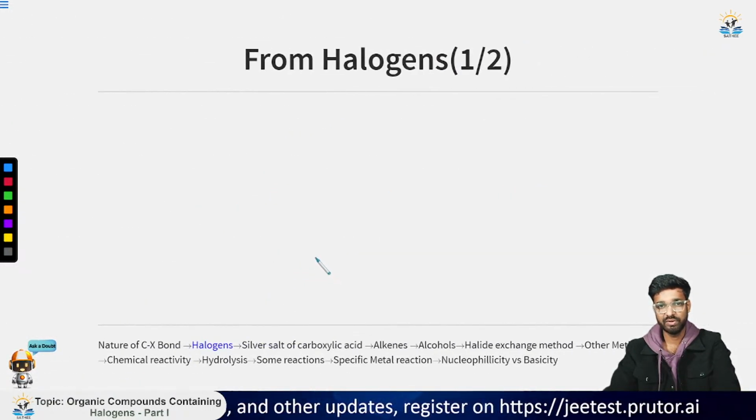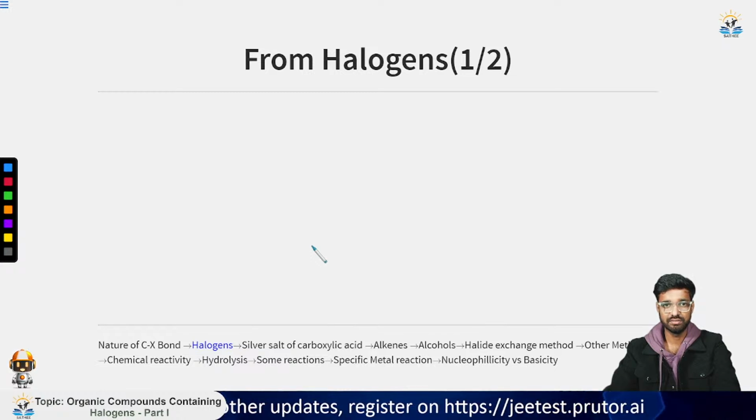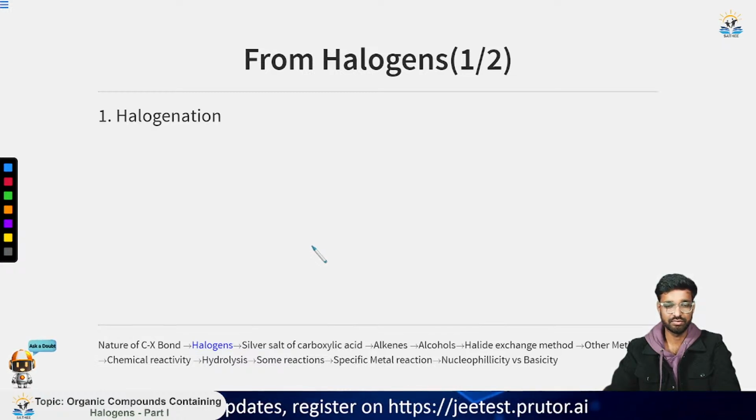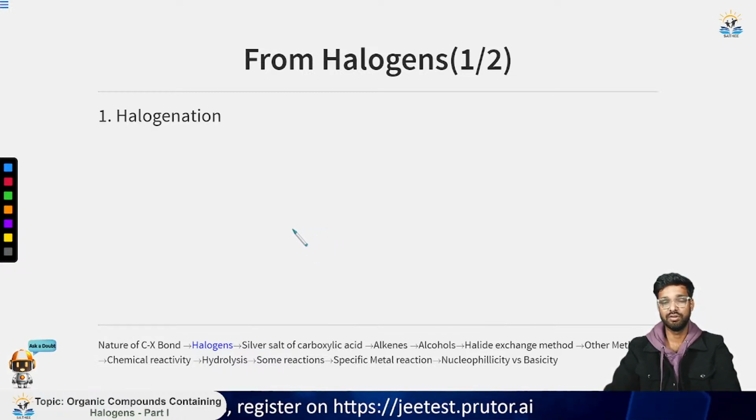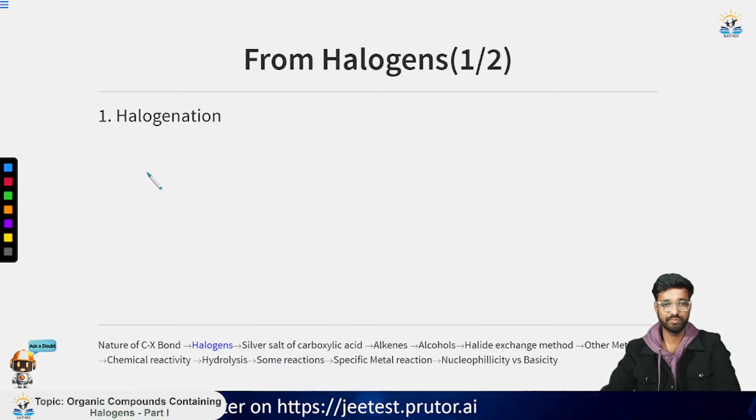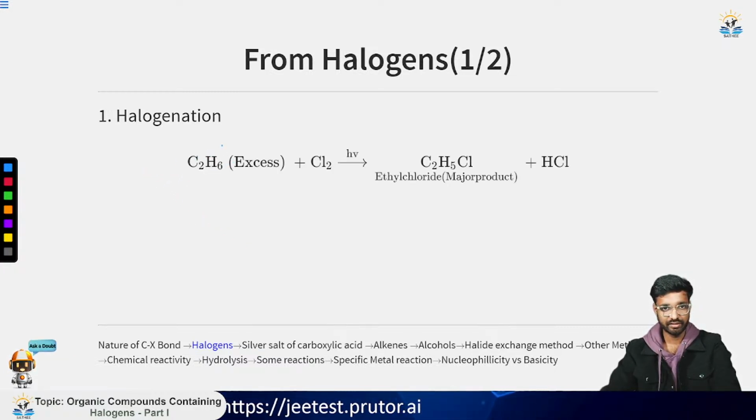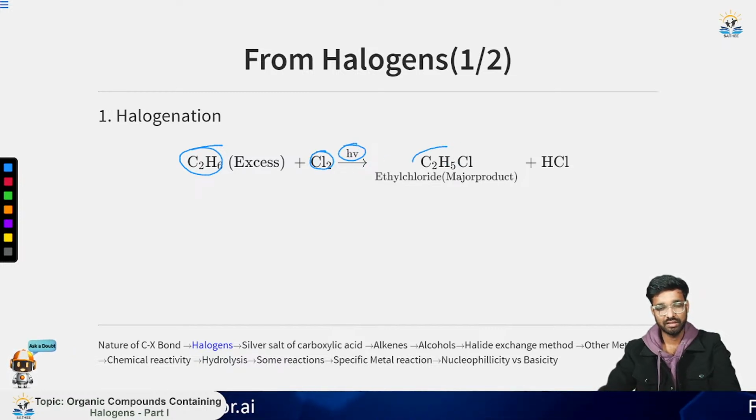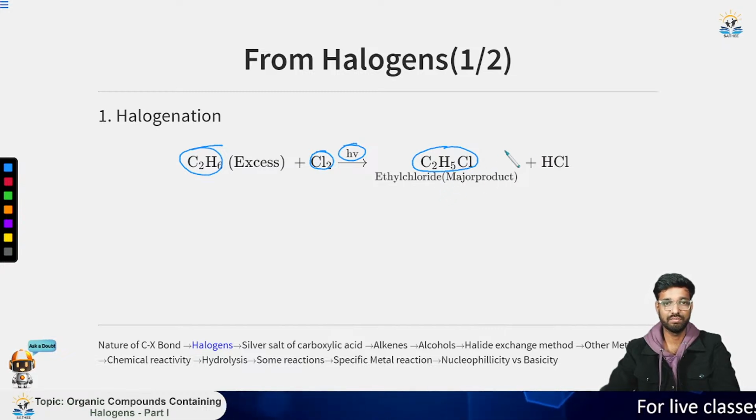Now let us move to some preparations. First we will see preparation from halogens. We will directly react the alkane with halogens and see what the product will be. We will take C2H6 in excess and react with Cl2 in the presence of h nu. Then we will get this one as the major product, and many minor products are also formed.